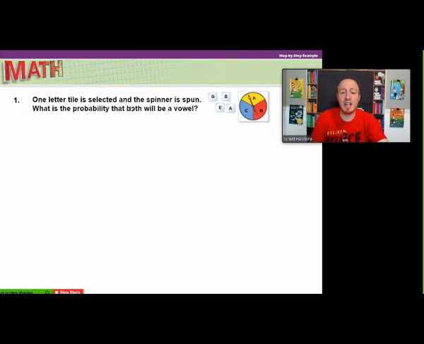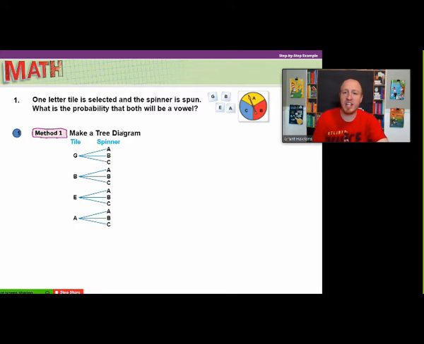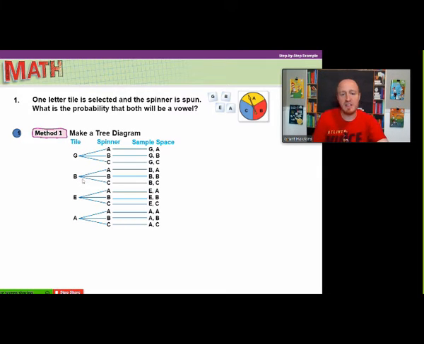So let's look at another example of what we've been doing. One letter tile is selected and the spinner is spun. What's the probability that both are a vowel? Well, the first way you can do it is spend a bunch of time and a bunch of ink and a bunch of paper and make a tree diagram and say, oh, if I get a G, then I can get GABC. If I get a B, I can get BABC. If I get an E, I get EABC. If I get an A, I can get ABC.